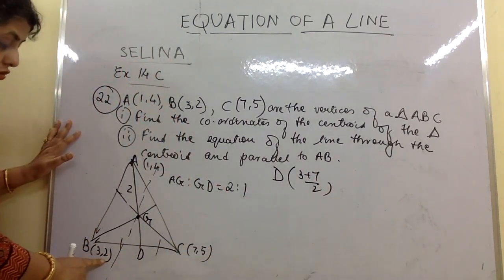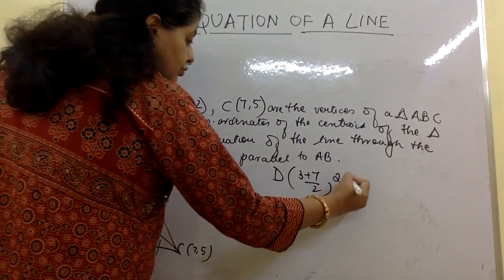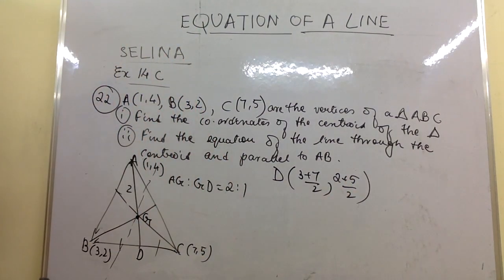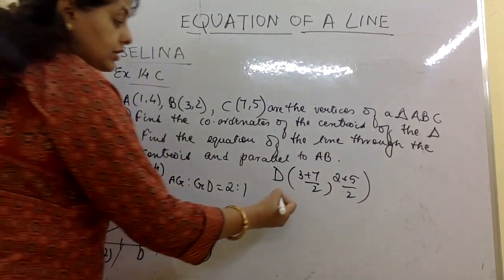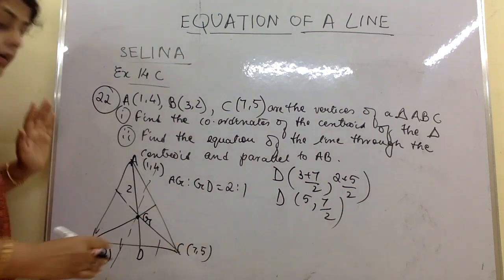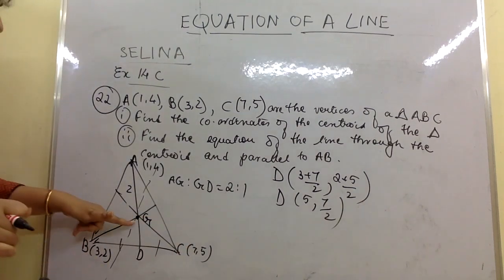Okay, and 2 plus 5 by 2 again. Okay, so that is 5 and 7 by 2. So D's coordinates are 5, 7 by 2. I have reached only halfway. I still have to find this.